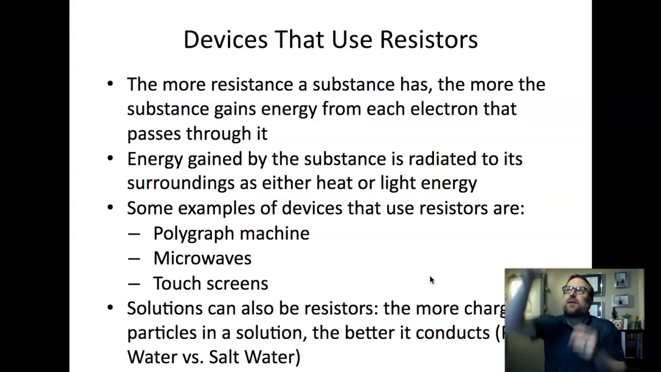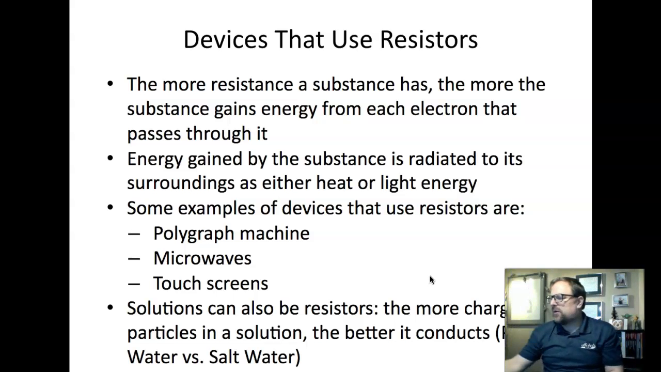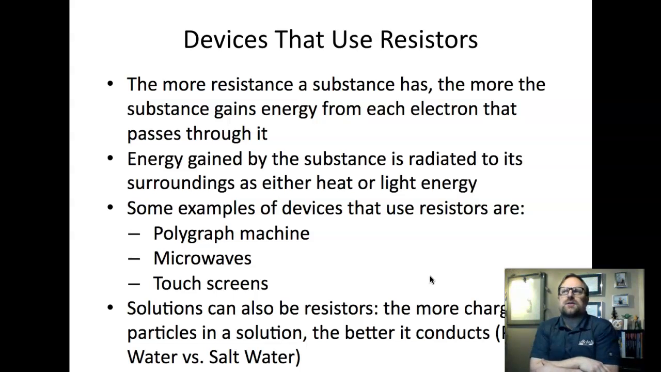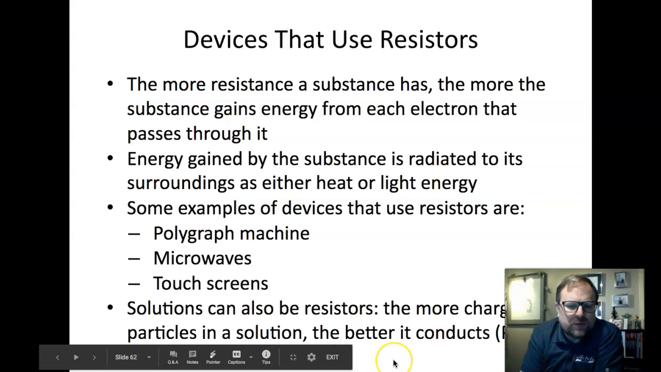I mean, the light bulb that's shining on me right now is a resistor. It is taking the electrons that are flowing through the circuit in my light, slowing them down and taking energy from them and converting it into a form of light that allows me to see what I'm doing and allows you to see me. I have a video on the next slide that will let you have a look at polygraph machines if you want, and see what's going on with those.